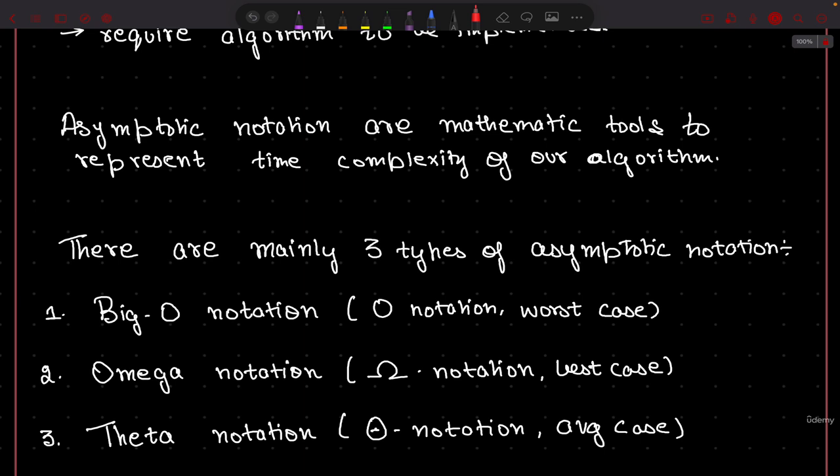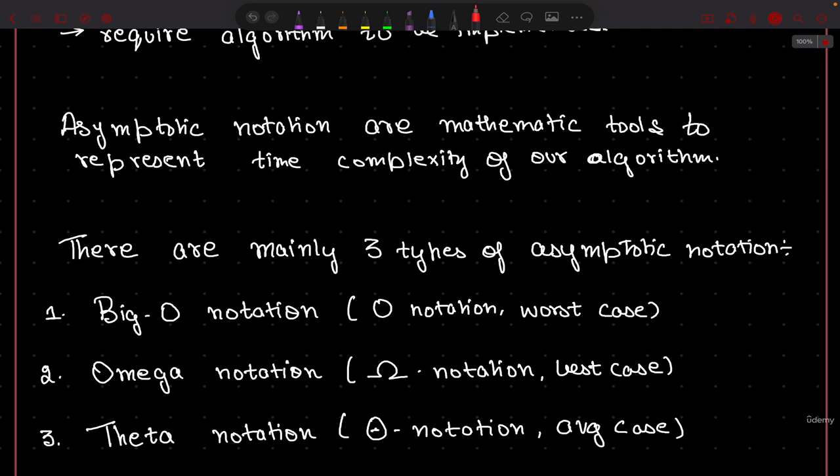The second one is omega notation. Again, that's the best case, okay? So let's say Usain Bolt is doing a run where he says that, hey, for this 100 meter I can complete it in 10 seconds. That's the best case scenario, okay? The best case scenario is whatever the best possible input we can have.